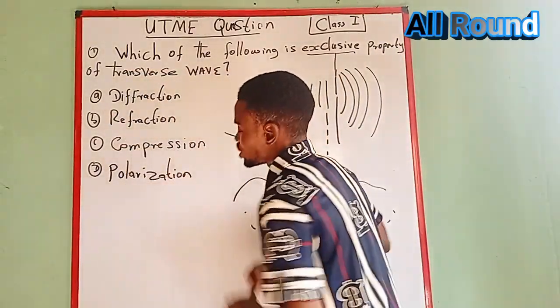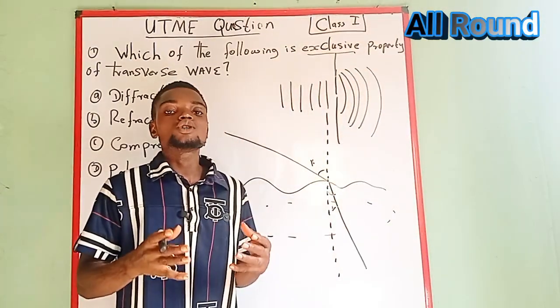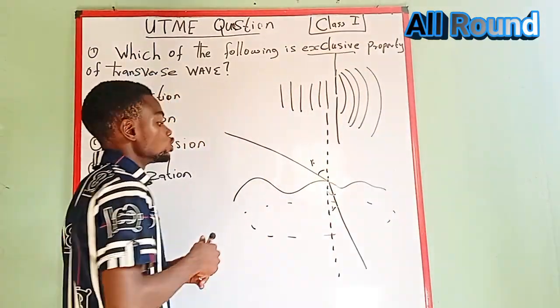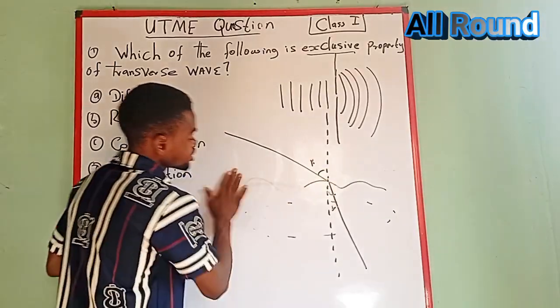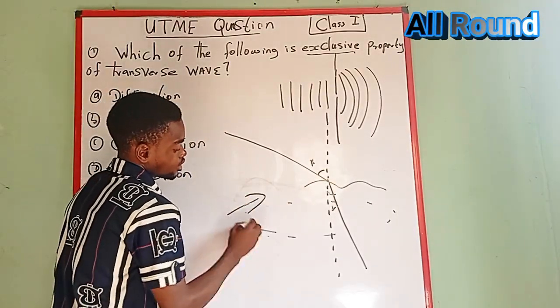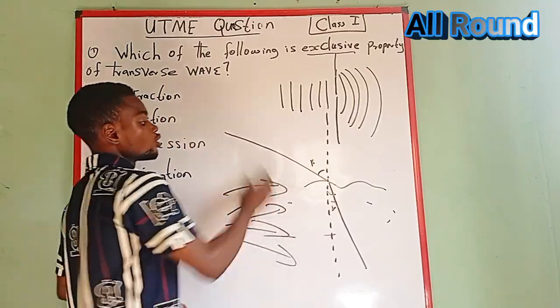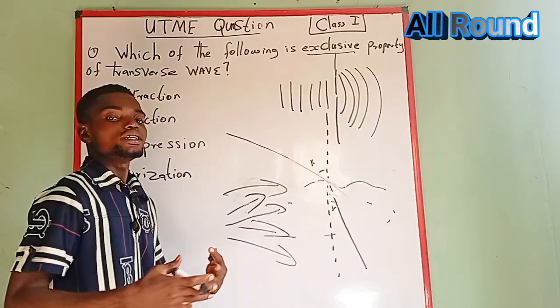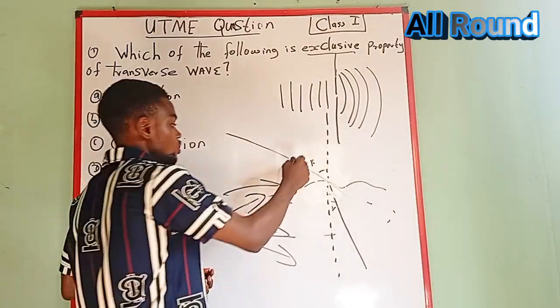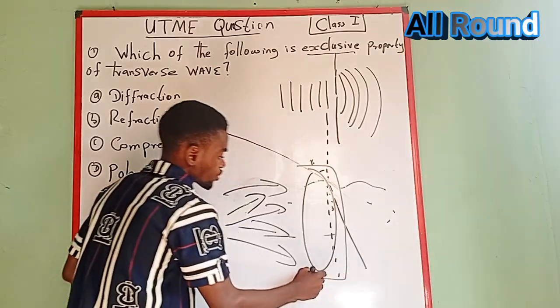Now, what about polarization? Polarization is whereby scattered light is joined together by a polarizer. All right. So let's say this is a light ray. You see how it is scattered. Now, since it is scattered, if you want to make it appear as one, I can put a polarizer of this form.